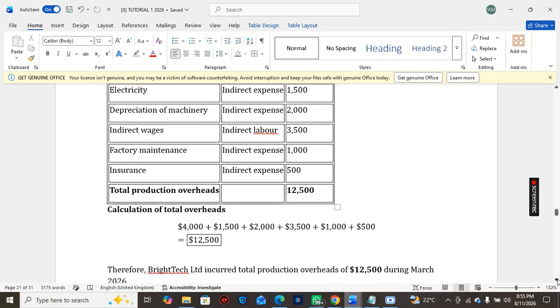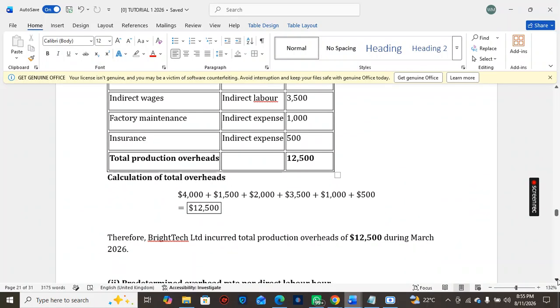Yes, colleagues. So this is basically the analysis sheet. There is no apportionment happening here. You just list the overheads, and just total them up. So the total overheads are 12,500. Are there any questions, colleagues?